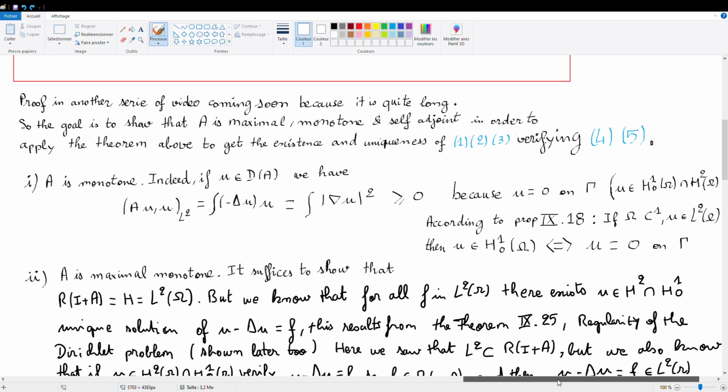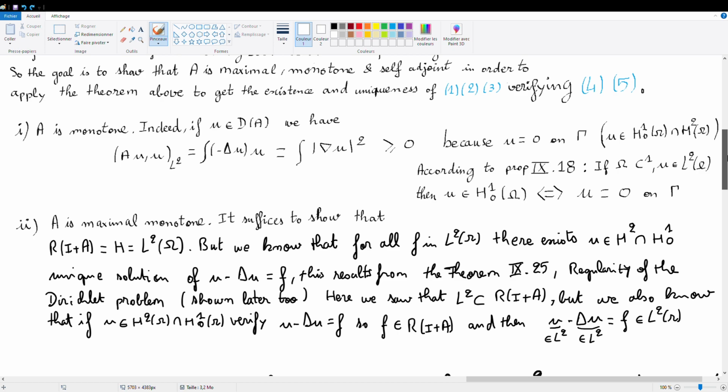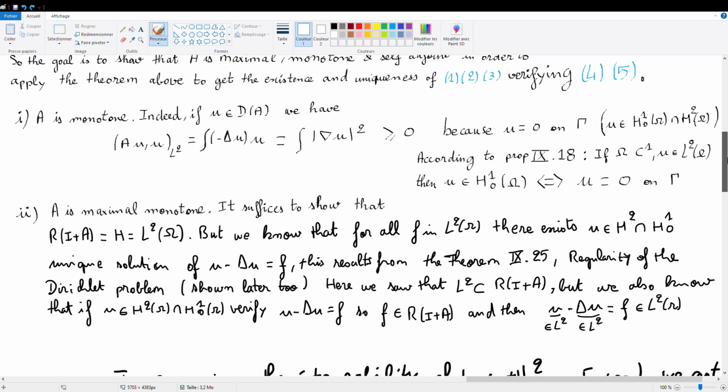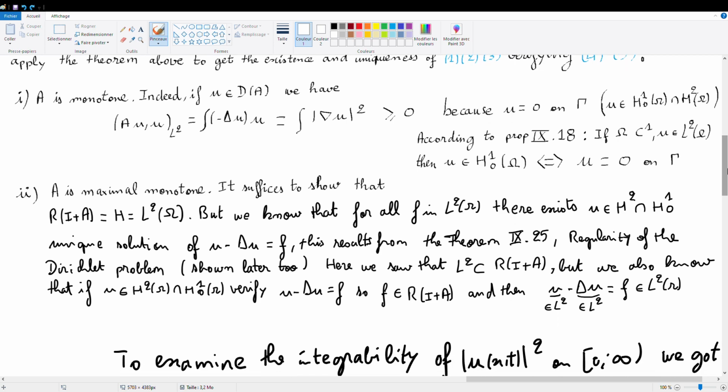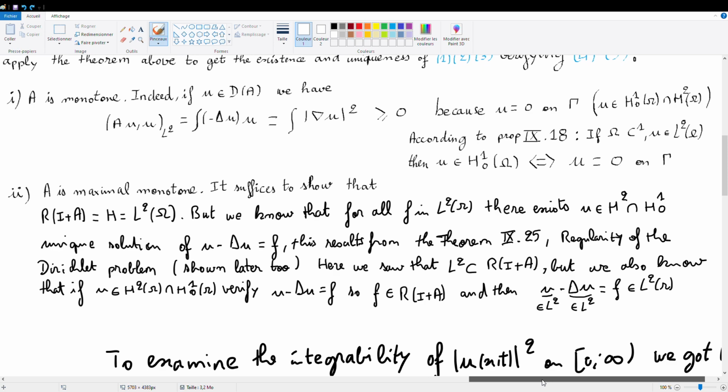We need then to show that A is maximal monotone. It suffices to show that the image of the identity plus our operator is equal to H, which is L2 of omega. But we know that for all F in L2 of omega, there exists a unique solution U in H2 intersected with H1 0 of U minus Laplacian U equals F. This results from theorem 9.25, regularity of the Dirichlet problem, shown later too.